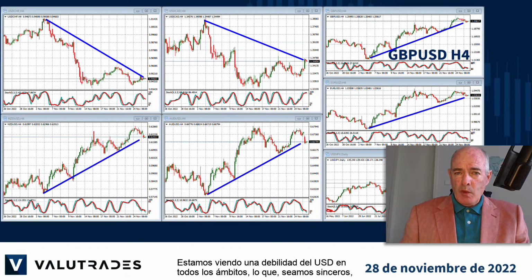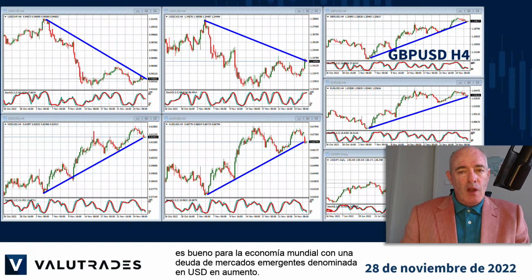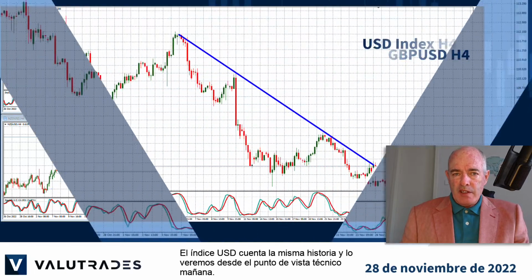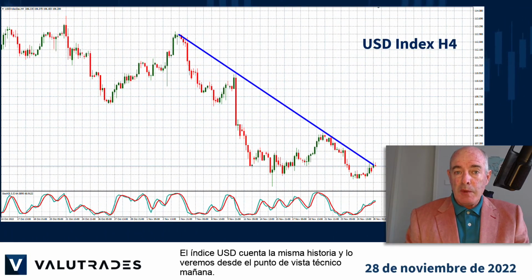We are seeing US dollar weakness right across the board, which, let's face it, is good for the global economy with rising US dollar denominated emerging market debt. The US dollar index tells the same story, and we will look at this from the technical side tomorrow.